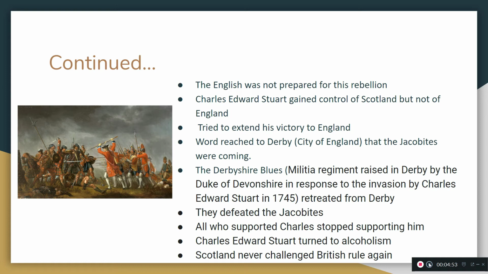which is a militia regiment raised in Derby by the Duke of Devonshire, in response to the invasion by Charles Edward Stuart in 1745. And they heard that the Jacobites were coming to Derby, so they retreated a couple of miles back to try to catch them off guard. They ended up being able to catch them off guard, and they actually defeated the Jacobites. So after that, all those who supported Charles stopped supporting him, and Charles Edward Stuart turned to alcoholism, and Scotland was never challenged by British rule again.